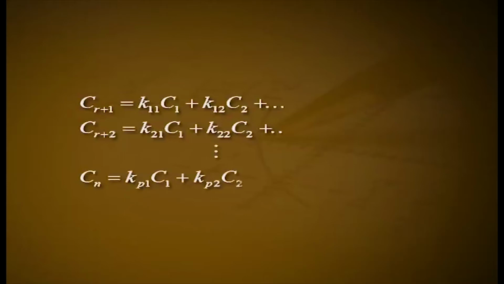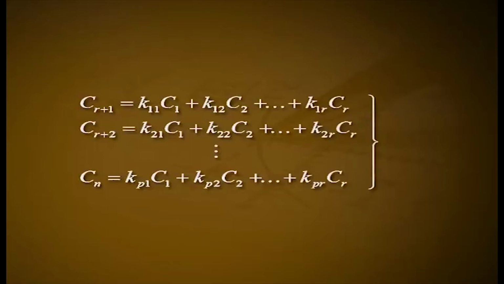Cr plus 1 is equal to k11 C1 plus k12 C2 plus etc. plus k1r Cr. Cr plus 2 is equal to k21 C1 plus k22 C2 plus etc. plus k2r Cr, etc. Cn is equal to kp1 C1 plus kp2 C2 plus etc. plus kpr Cr. Equation number 8, where p is equal to n minus r.